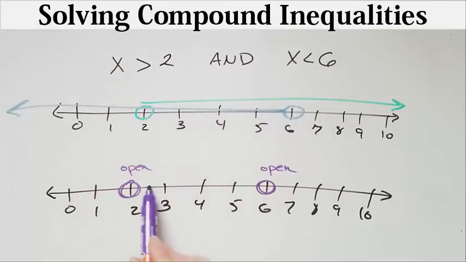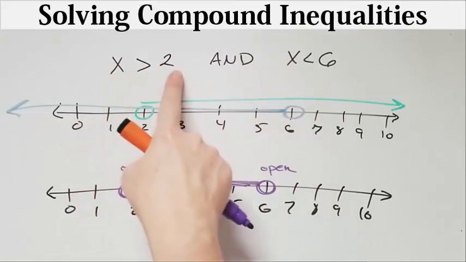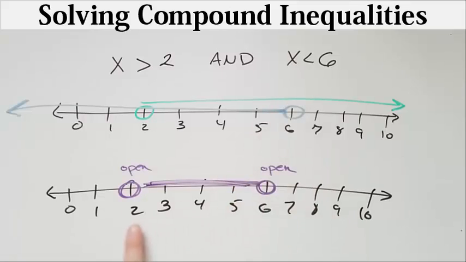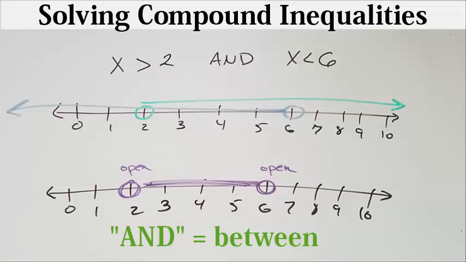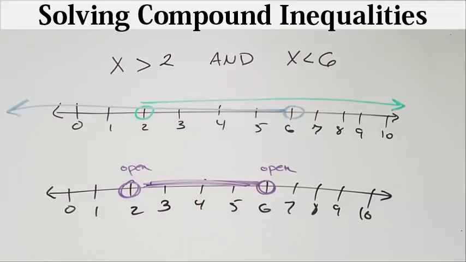It was all in here. So what numbers are bigger than 2, but also smaller than 6? All the numbers in between 2 and 6 will be larger than 2 and also smaller than 6. So you will notice that and statements always go between the numbers. And we're done.